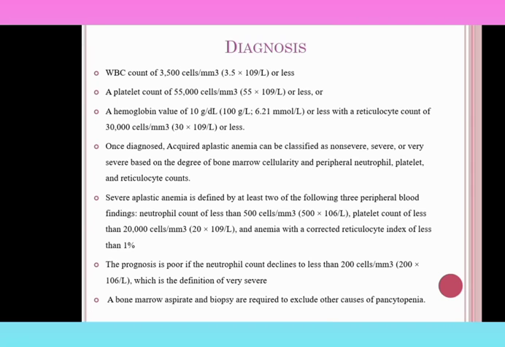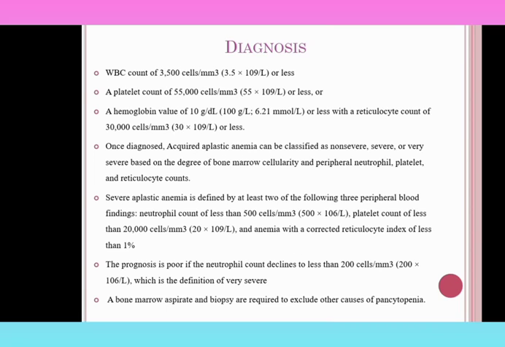And coming to its diagnosis: the WBC count is 3500 cells per mm cubed or less, the platelet count is less than or equal to 55,000 cells, and the hemoglobin value is 10 grams or less, with a low reticulocyte count of equal to or less than 30,000 cells. So these are some of the diagnostic tests.